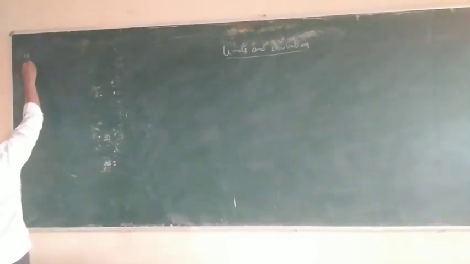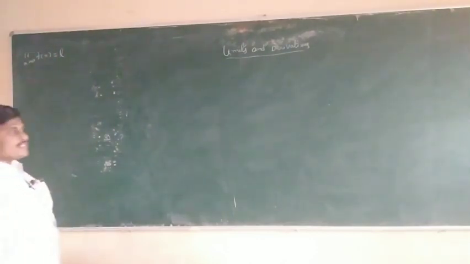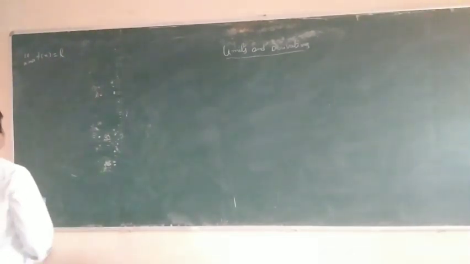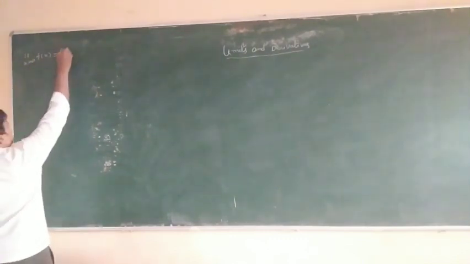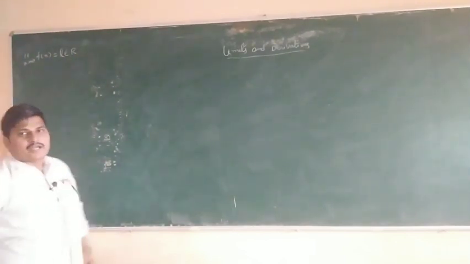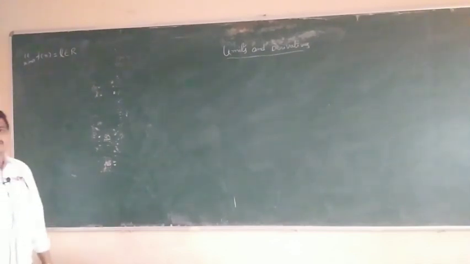Limit x tends to a, f of x is equal to L. Limit is nothing but x approaches a, x tends to a, both are the same. L belongs to the real numbers, any defined value. So the limit exists when limit x tends to a, f of x is equal to L, where L is a defined value. Next one, left hand limit.